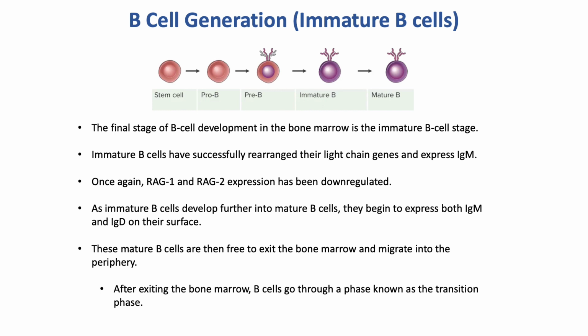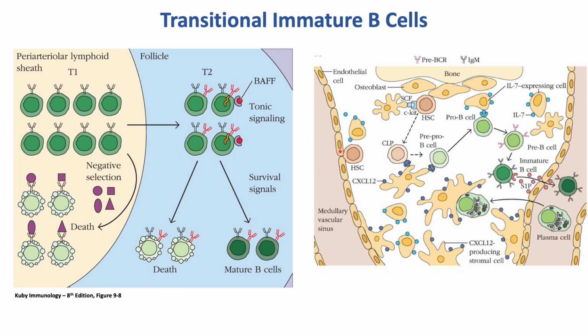After exiting the bone marrow, B cells go through a phase known as the transition phase before they form mature B cells in secondary organs like the spleen. So here's a pictorial representation. The transitional B cells pass through two transitional stages, T1 and T2. Throughout their migration from the bone marrow into the spleen and after spleen entry, they are considered T1 B cells. Within the spleen, the T1 B cells transition into T2 B cells.